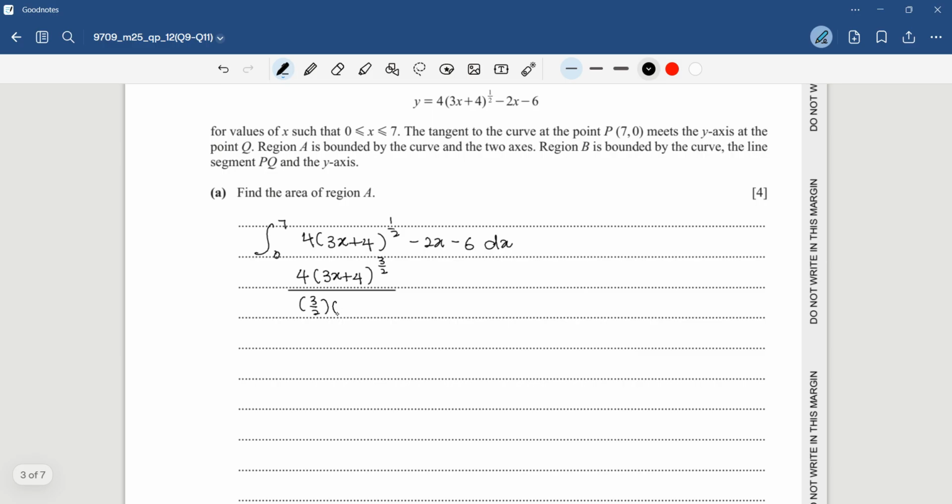3 over 2, 3. If you still remember, the integral of (ax plus b) to the power of n dx will be (ax plus b) to the power of n plus 1, over (n plus 1) times a. Okay, let's see. Here my a is 3, so I just multiply with 3. And then minus 2x squared over 2 minus 6x, from 0 to 7.